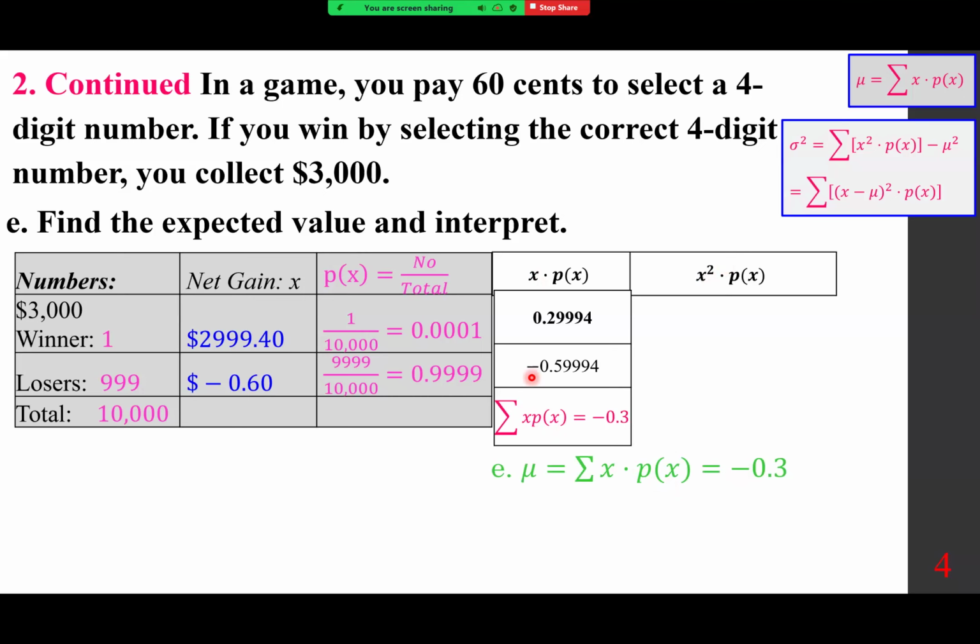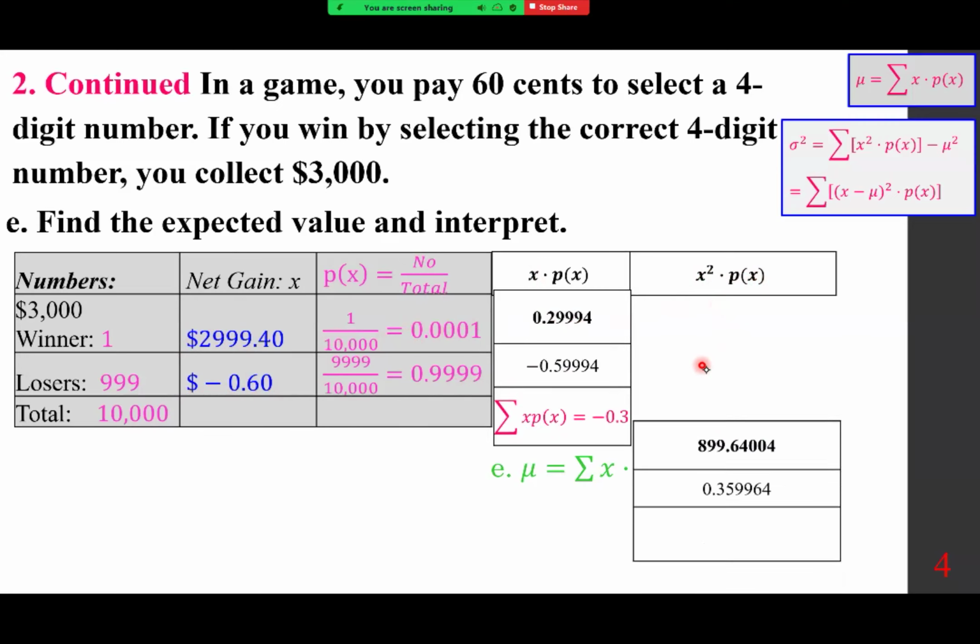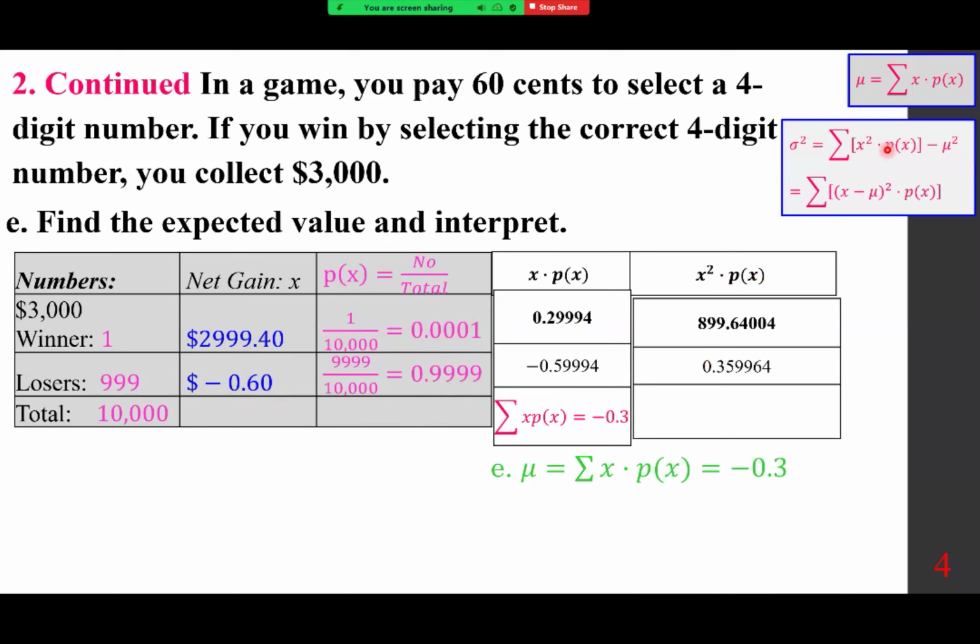Again, we did this table for the sake of calculation. Now, how do we calculate this x squared p of x? Raise this to the power of 2 multiplied by this, put it here. Raise this to the power of 2 becomes positive times this, put it here. And now, according to this formula, add them up.